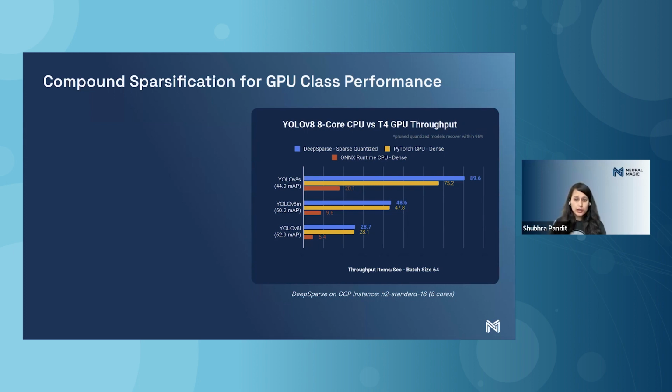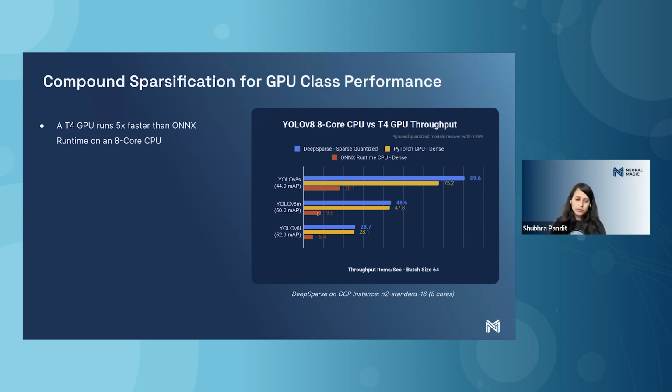And now let's look at how we compare against GPUs. So here, again, the sparse quantized models running on DeepSparse are in the blue. The dense models running on the GPU are in the yellow, and dense models running on the ONNX runtime on the CPU are in red. DeepSparse is also running on a CPU. So the CPU ones are running on 8 cores, and we see that the GPU numbers are around 5 times faster than the ONNX runtime for this 8-core CPU here.